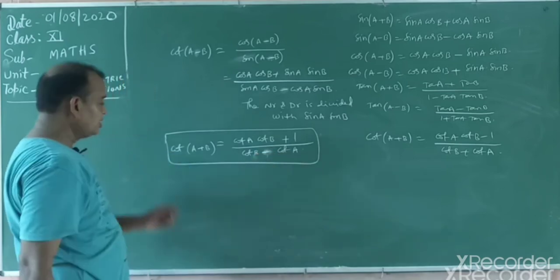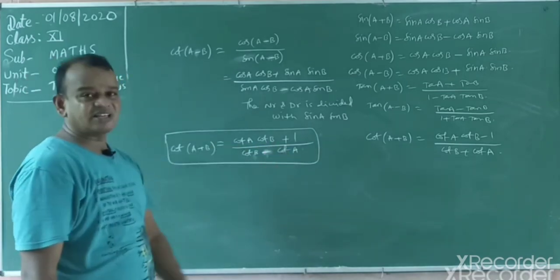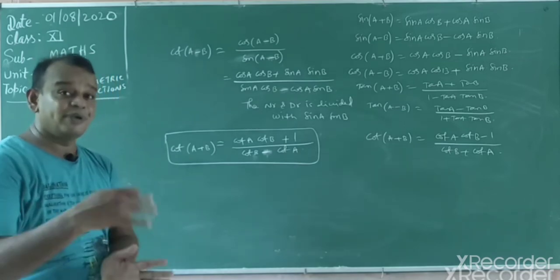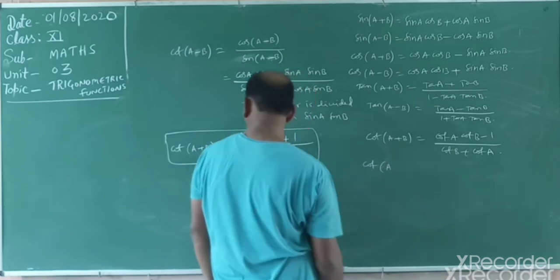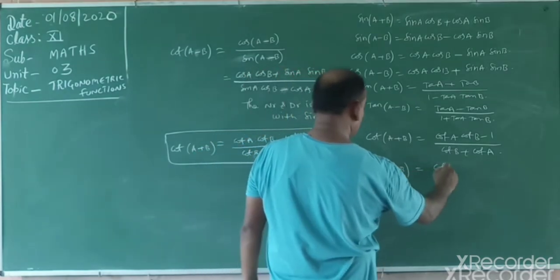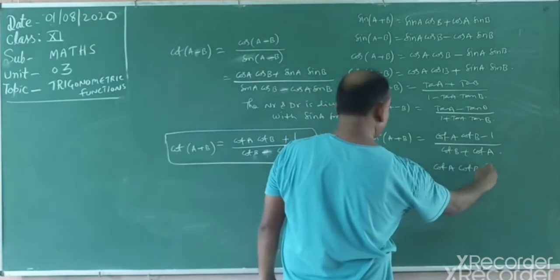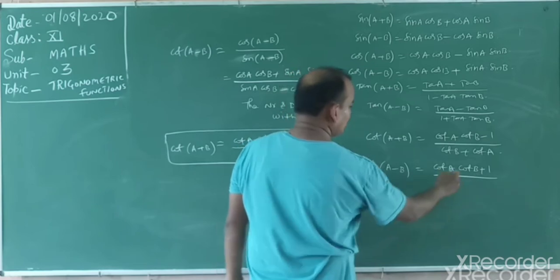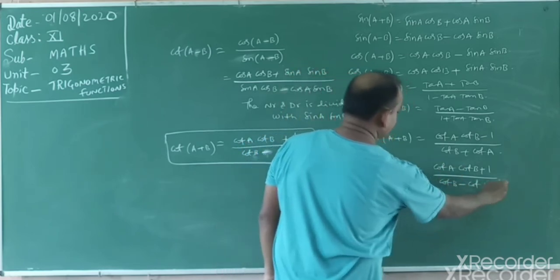Don't confuse here. Cot of A plus B formula is cot A cot B minus 1 by cot B plus cot A. Not cot A minus cot B. Cot B minus cot A. Now the formula for cot of A minus B is cot A cot B plus 1 by cot B minus cot A.